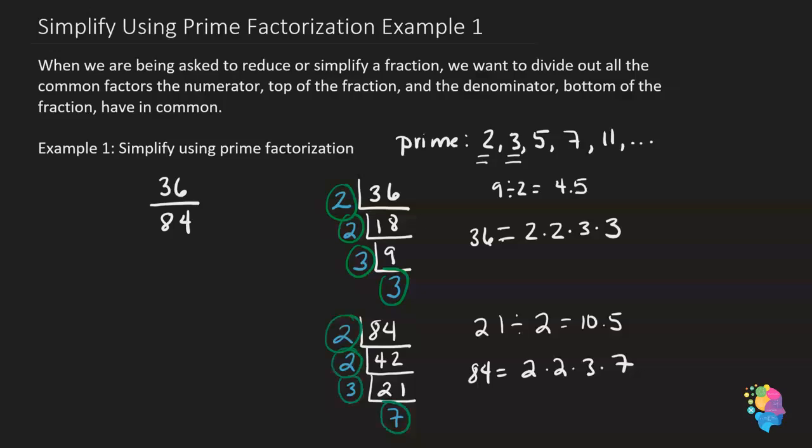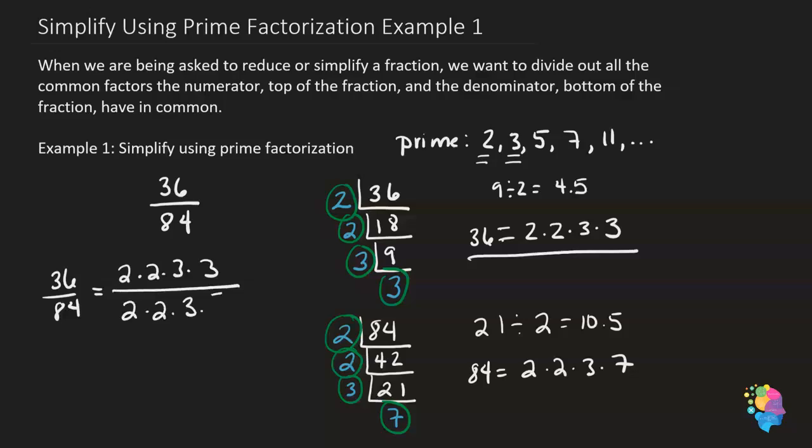Now that we have both prime factorizations for the numerator and the denominator, we're going to rewrite our original fraction. So that 36 over 84 is going to be rewritten as 2 times 2 times 3 times 3, using the prime factorization. And the 84 will be 2 times 2 times 3 times 7.